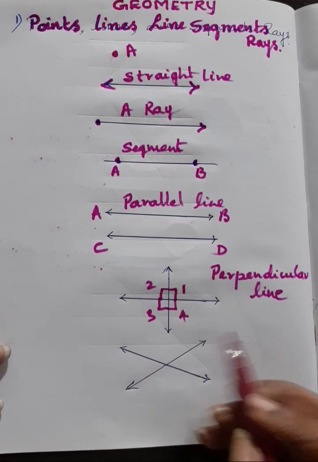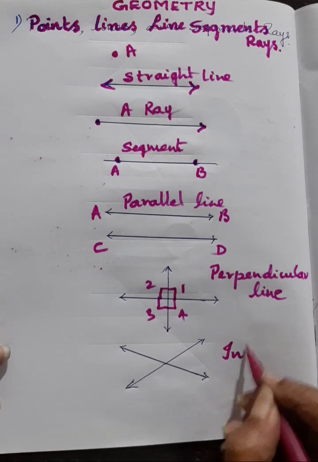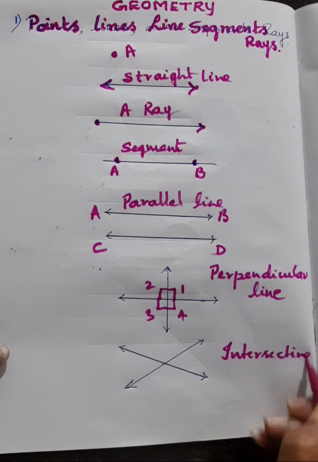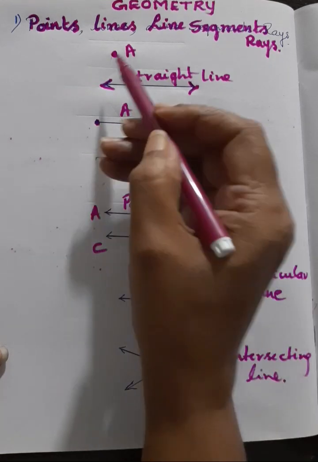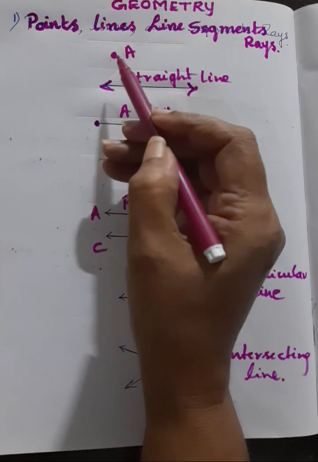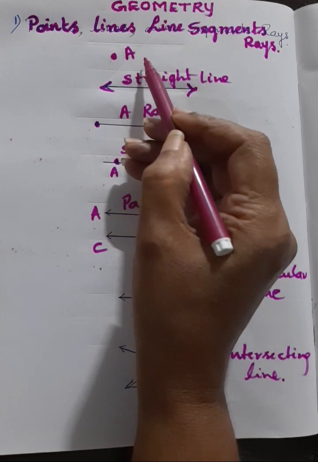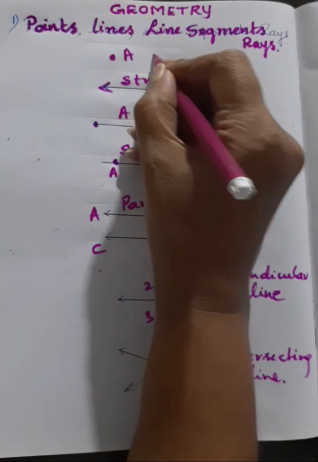Then after that, this is intersecting lines. Okay. First one is a dot, or it shows an exact location. For that we call it a point. Okay.